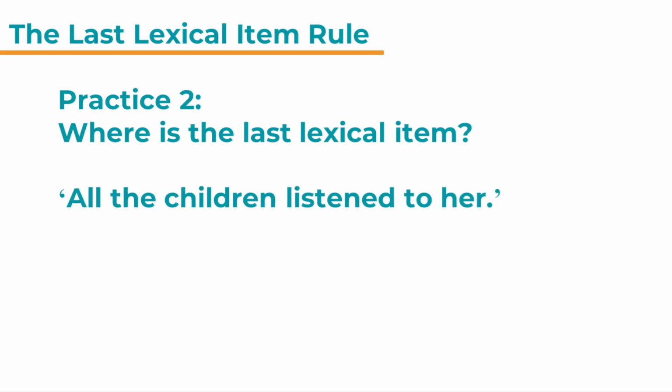Practice 2. Where is the last lexical item here? All the children listened to her. Have a look at the words and classify them. All the children listened to her. Listened is the last lexical item. Her is a pronoun and to a preposition, but listened is a verb. Now we have 2 syllables here again. Lis, the first syllable is stressed, and remember the t is silent here. Listened.